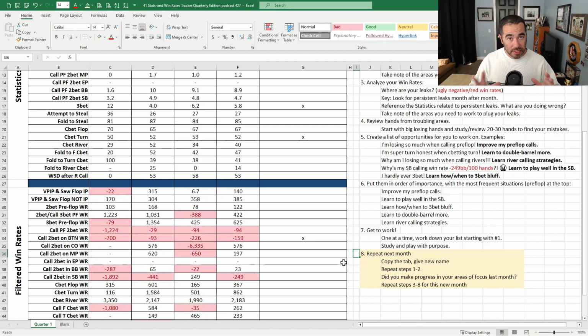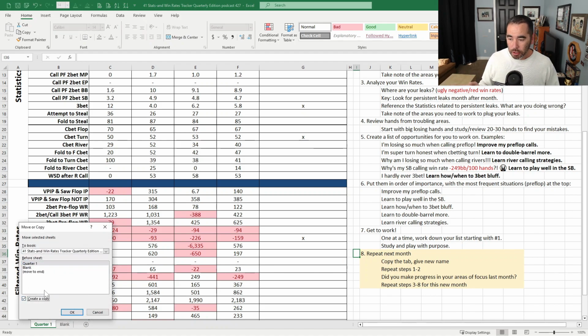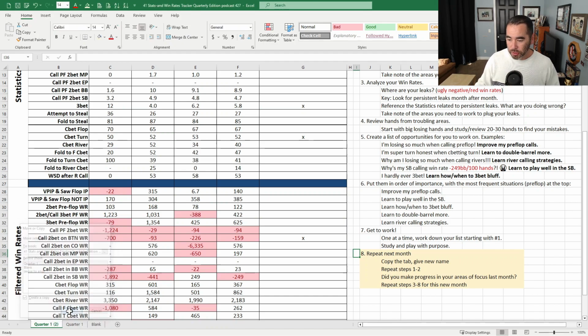Alrighty, it's the final step in this entire process. Step 8, you're going to repeat all of this next month. So let's just imagine you played with purpose, you were working on your game for all of February. It's now March 1st. Let's redo all this work for the prior quarter. So copy the tab. This is an Excel spreadsheet after all, right? Copy the tab, click move or copy down here, create a copy, put it before this one, and give it a new name. Maybe we can call this one quarter 2, right?